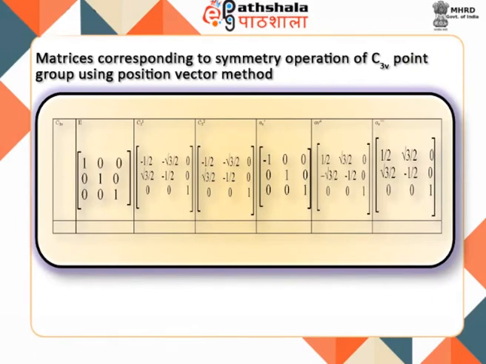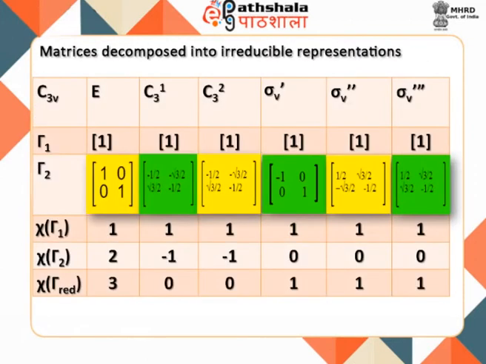Our next step is to write matrices corresponding to symmetry operations of the C3v point group using the position vector method. These are as given in the table. All these 3 by 3 matrices which are shown in the last slide can be decomposed by similarity transformation into two irreducible representations. One is of dimension 1 and the other is of dimension 2. These are shown in the table. Thus, total characters remain the same after performing similarity transformation.